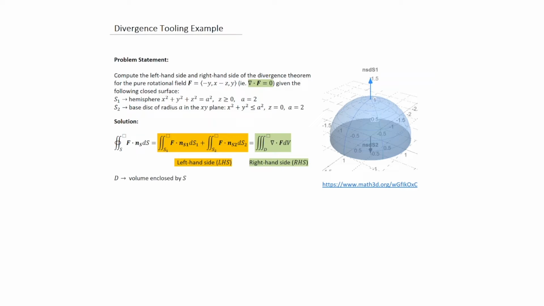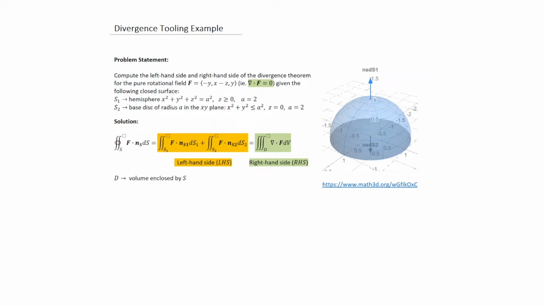You're given the surface as two surfaces which have been stitched together. The first surface is S1, a hemisphere, given by x squared plus y squared plus z squared equals a squared, with z greater than or equal to 0. In this example, a equals 2, so that's the radius of the hemisphere. S2 is the base, or the disk of radius a in the xy plane, that's x squared plus y squared less than or equal to a squared, with z equals 0 being the xy plane. Again, the radius will be a equals 2.